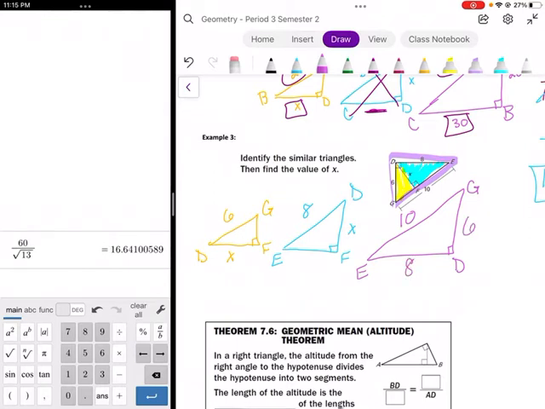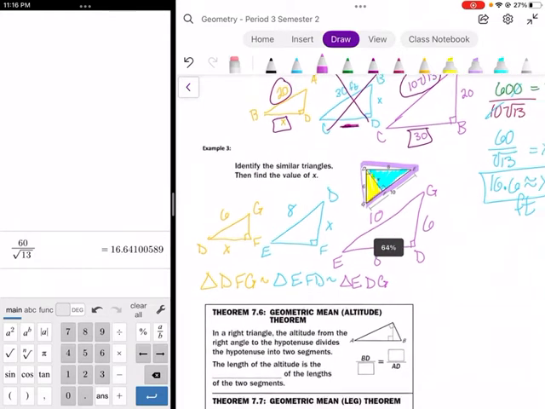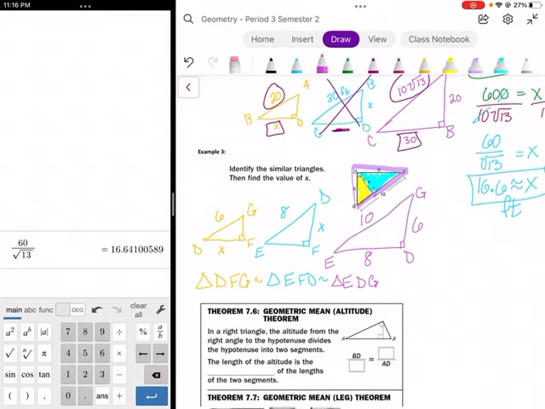If we were to write our similarity statements for this, we would have triangle D, F, G is similar to triangle E, F, D, which would be similar to triangle E, D, G. Now that we have those written, we identified the similar triangles. Now we need to find the value of x.